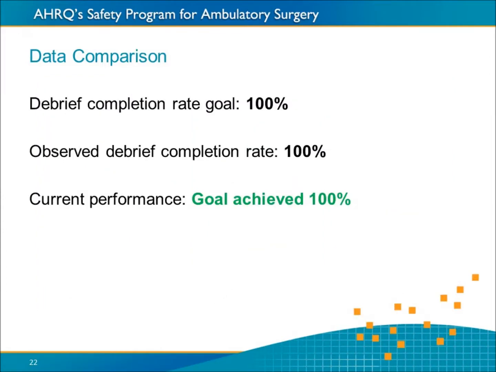And on this slide, we're looking at the data comparison again in a narrative form. So our goal was 100%. Our observed completion rate is 100%. The goal has been achieved. We've hit 100%. Now, keep in mind that this is an idealized example.